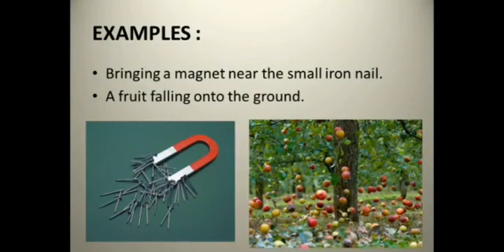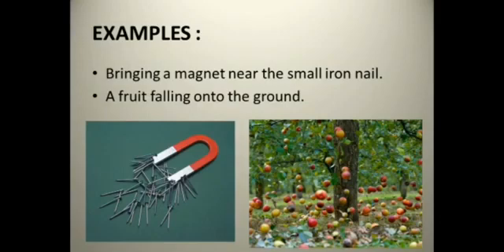And the second one is fruits falling onto the ground. Consider when a ripened coconut or any kind of fruit falls to the ground, what pulls it to the ground? We have all heard of the force of gravity of the earth. So gravity pulls the coconut or any fruit from the tree to the ground. In these two examples, the force is applied without touching the object. Such types of forces are called non-contact forces.